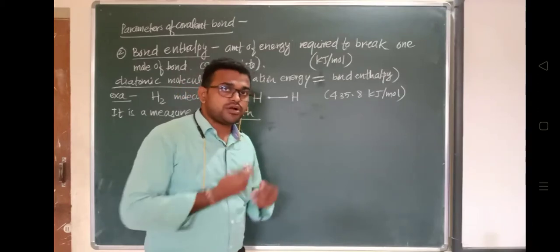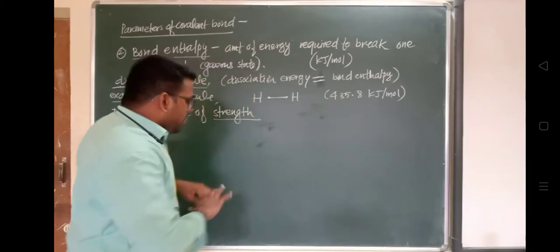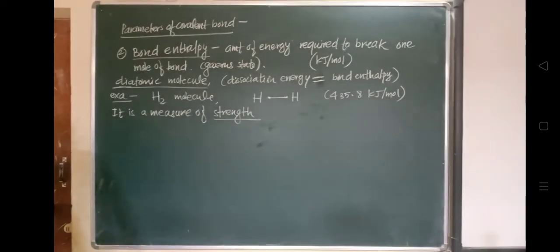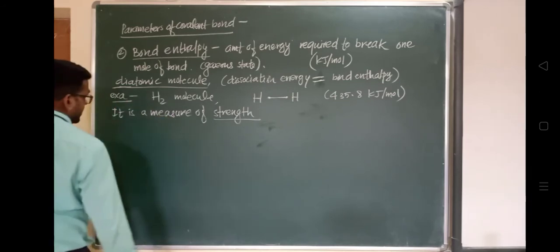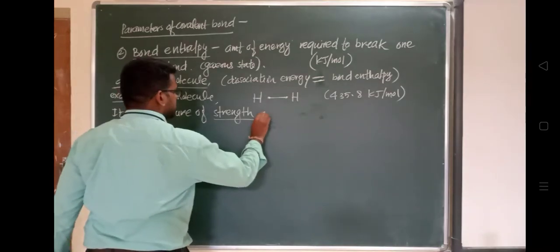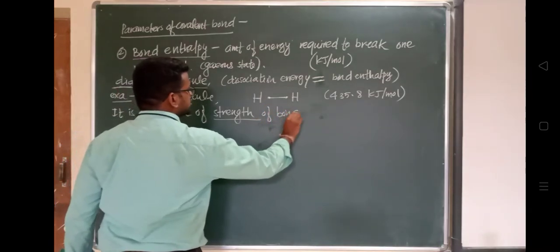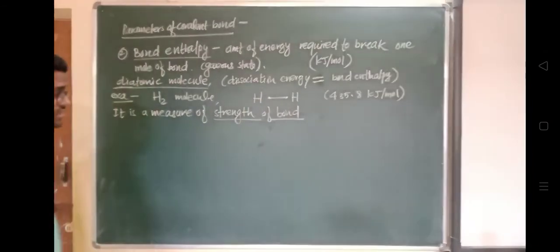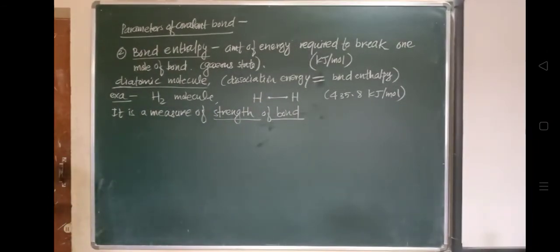The bond in N2 is stronger than the bond in O2. If we consider the bond between N and N, it is stronger than the bond between O and O. So the larger the bond dissociation energy, the stronger the bond in the molecule. As I said, a larger value means the bond between those atoms is stronger.